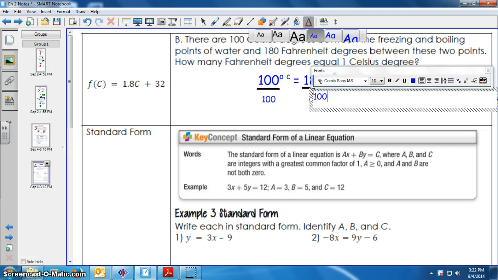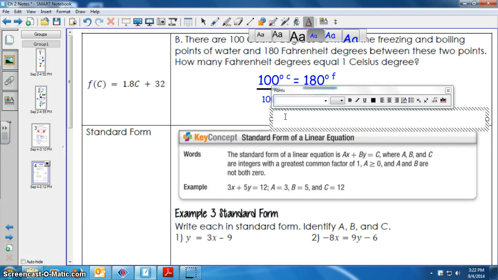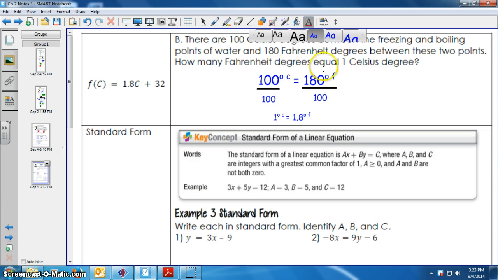And divide by 100. And that would make 1 degree over here on the left, Celsius, equal to 1.8 degrees Fahrenheit. So how many Fahrenheit degrees equals 1 Celsius degree? 1.8.